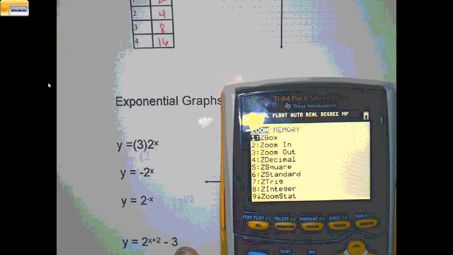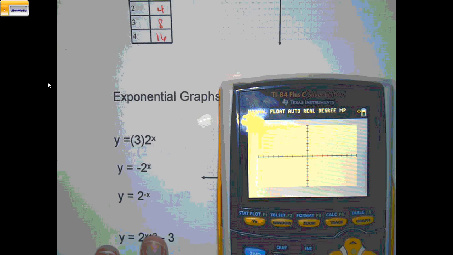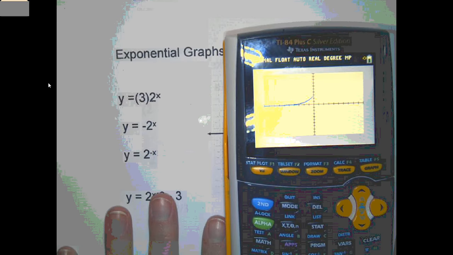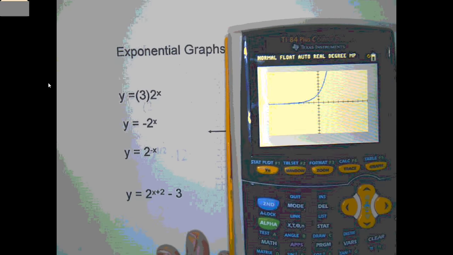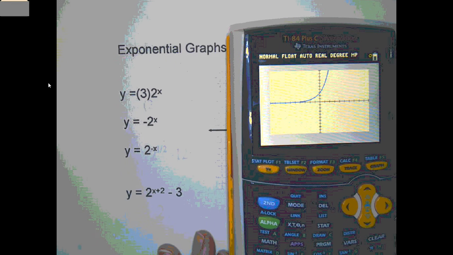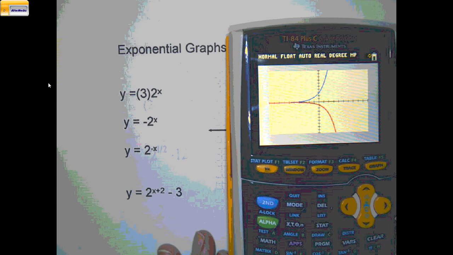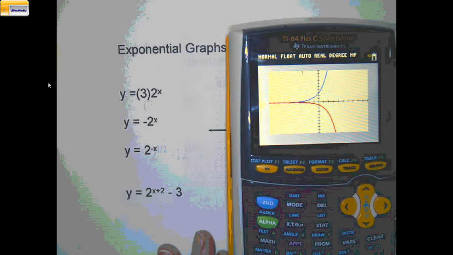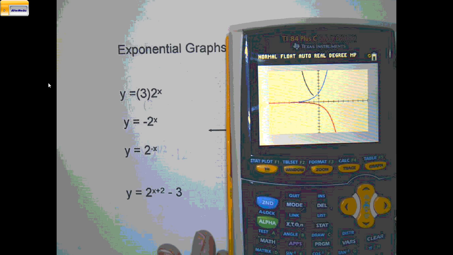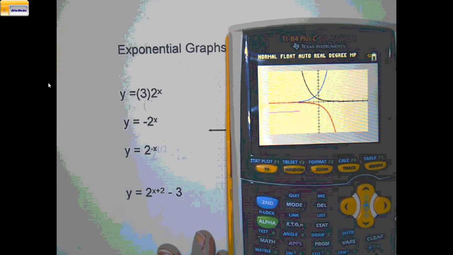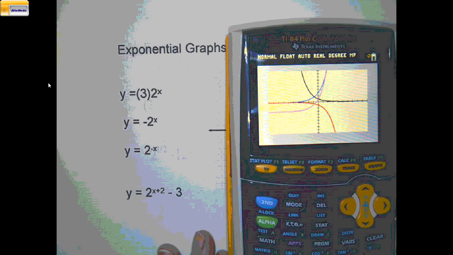Zoom 6 will put it in your standard viewing window. Just a 10 by 10 kind of deal. And as they come in, you can see the differences in the graphs. Yeah, it does take some time. Yeah, the colors help, don't they?